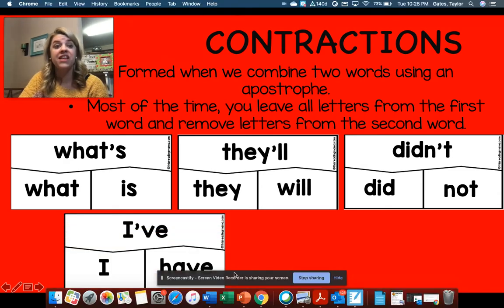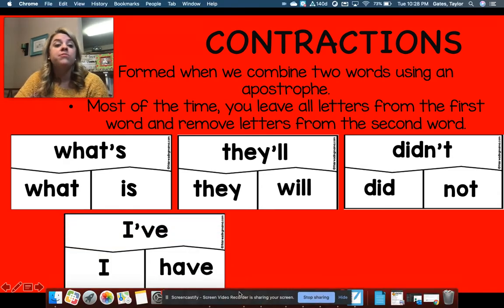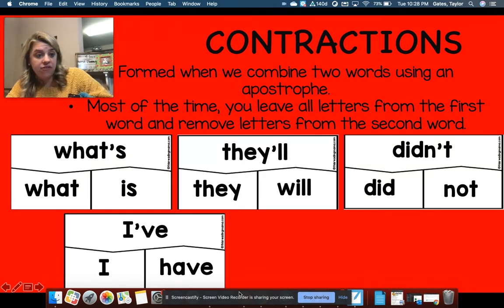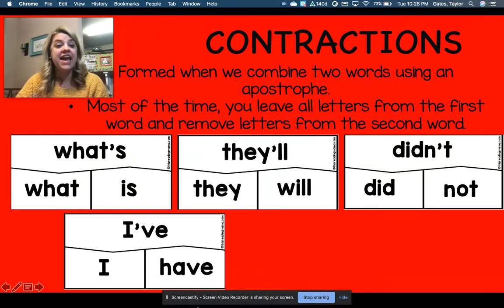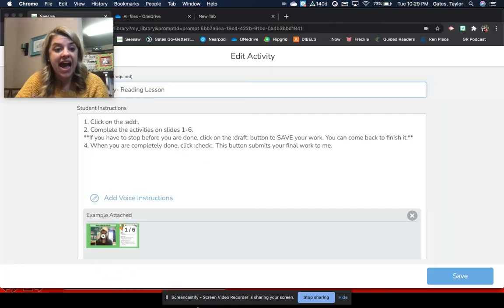Another one, have, okay? So I could say I have, we have, they have. We're going to make the contraction I've. That is the contraction. I have is I've.